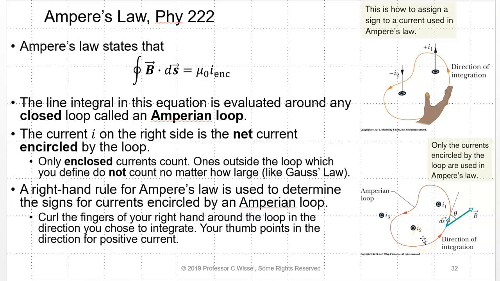If instead you decided to go the opposite way, you would curl your fingers clockwise around the loop, and then the direction of the thumb would be into the page.